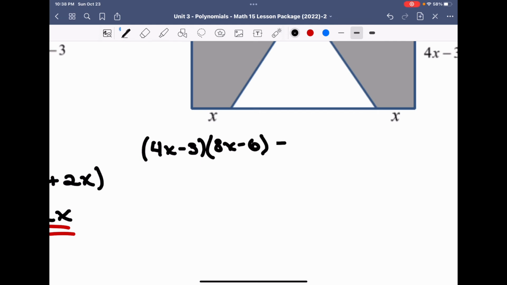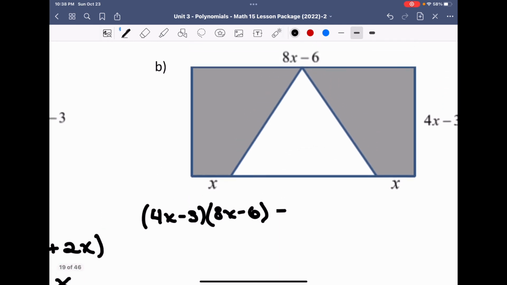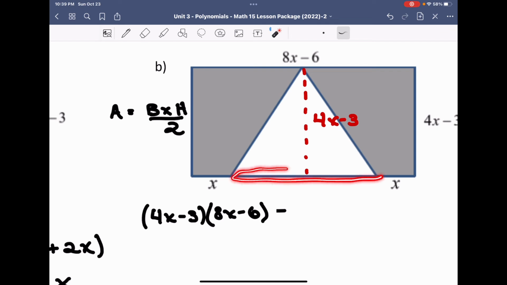But what are we subtracting here? It's the area of the triangle. And so we're going to need to look at the triangle to figure out how we get its area. Well, we know any triangle has an area equal to base times height over 2. Right away, we know that the height of the triangle is equal to the width of the larger square, 4x minus 3. But how do we get the base component here?